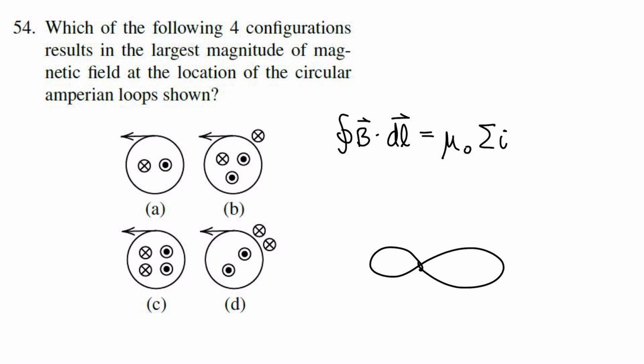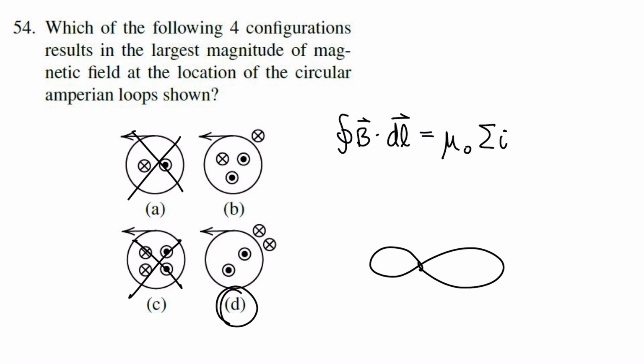But for a simple Amperian loop like the ones in this scenario, it's just find which one has the greatest net current. So for A, the net current is 0, so it can't be that one. B, the net current is positive, so we want to keep that one in mind, but keep looking at the rest of our choices. C, the net current is also 0. D, the net current is more positive than B because there's no current going into the page inside the Amperian loop, so the answer is D.